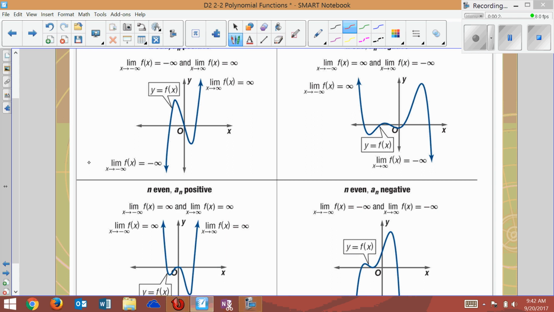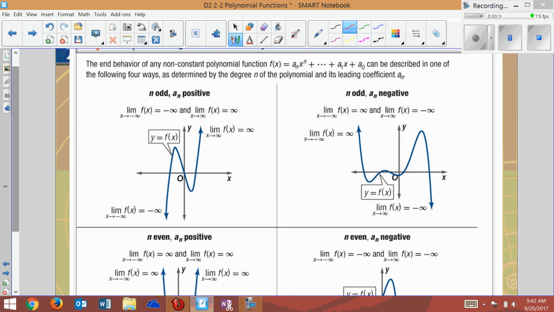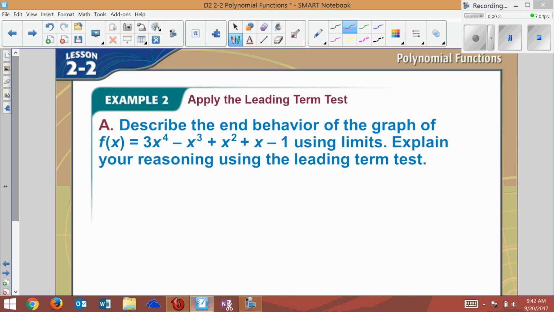And that would depend on the coefficient in front of that degree term. So that's all this is saying. That's called the leading term test. So for example here, we could describe the end behavior just by looking at the equation. Now, this is the highest power, so this dictates the shape.